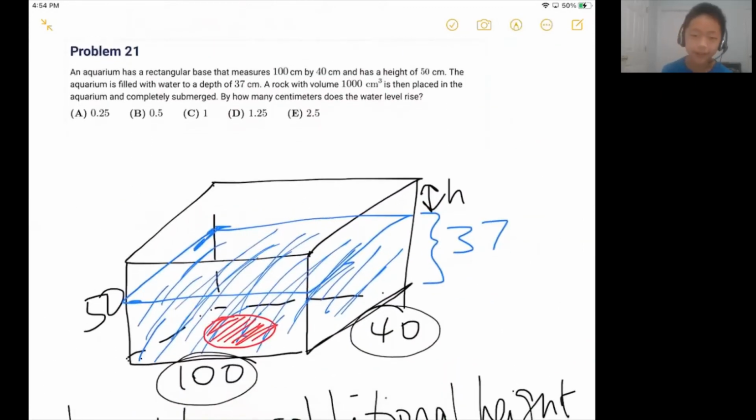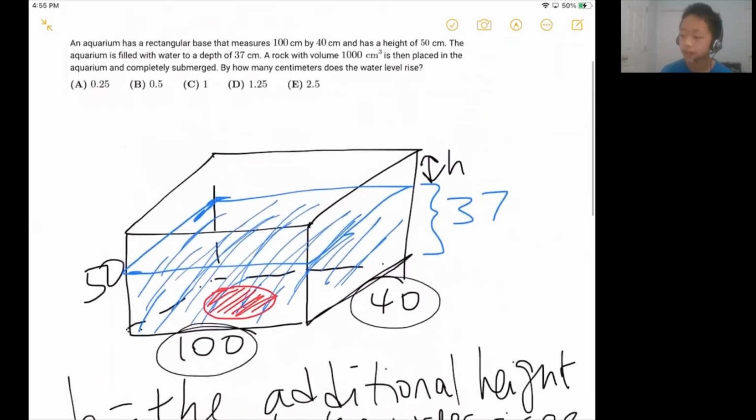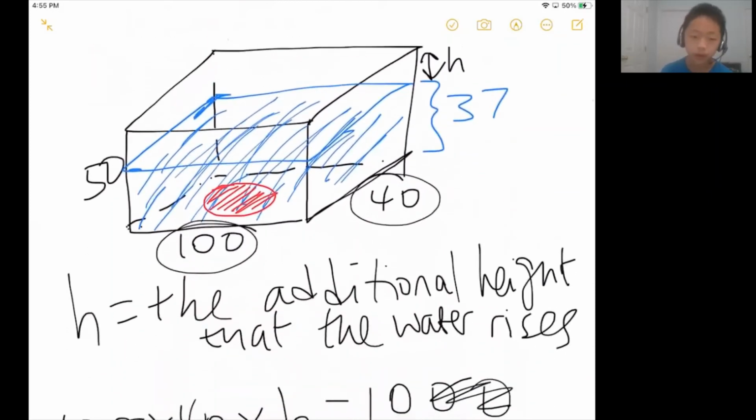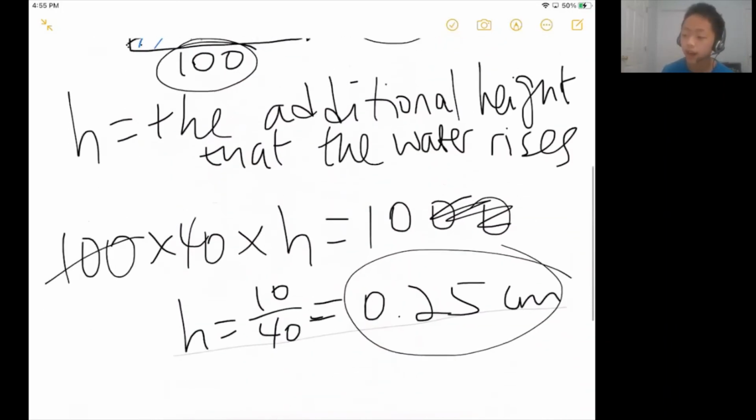Hopefully that made sense. To summarize again, what we did was we first drew a diagram, because why not? Then we dropped the rock with volume 1,000 cubic centimeters, and the water level rises up. If the rock occupies 1,000 cubic centimeters of space, then the water has to rise by 1,000 cubic centimeters of space. So if the water level rises by a distance h, the water is going to rise by an additional volume of 100 times 40 times h. And that has to equal the volume of the rock, which is 1,000. Then we solve and we get 0.25 centimeters.